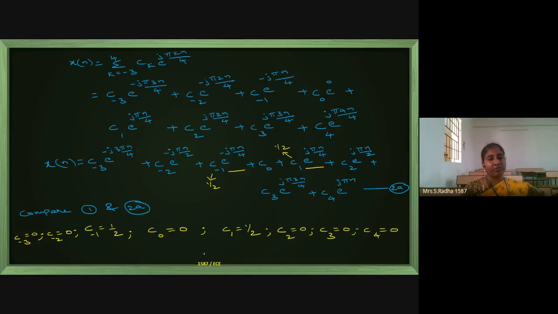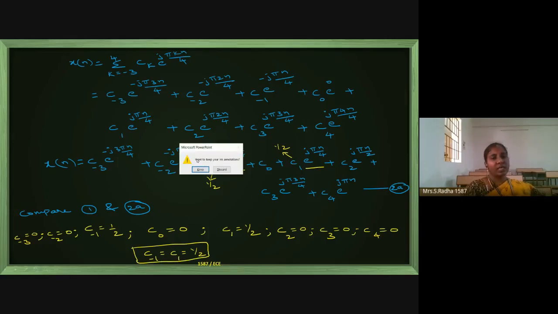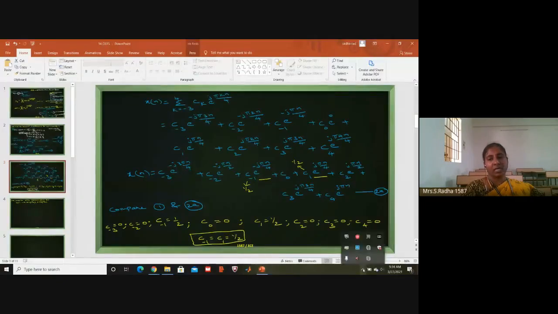These are the spectral coefficients. Finally, what we are getting is c minus 1 and c plus 1 value is half, and all other coefficients are 0. Only these two coefficients we are getting the value as half. This is how we have to calculate the spectral coefficients in DTFS.